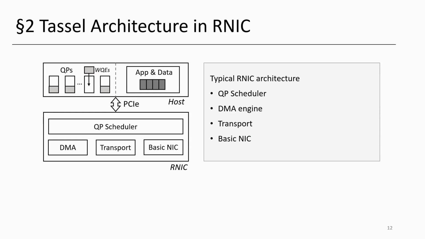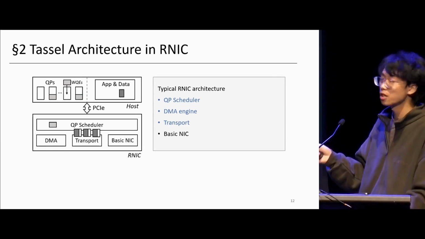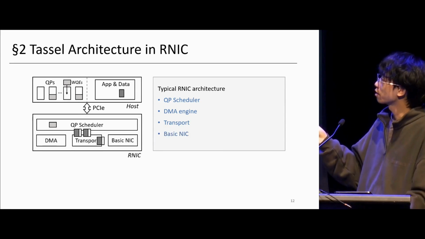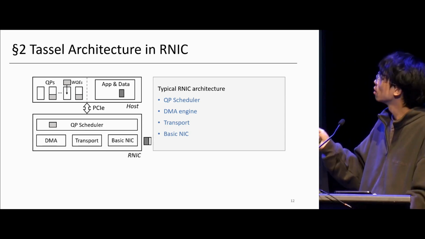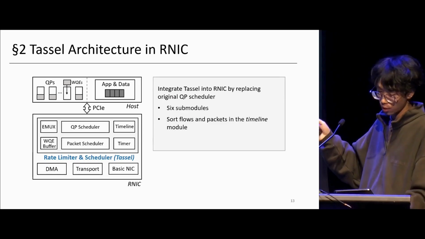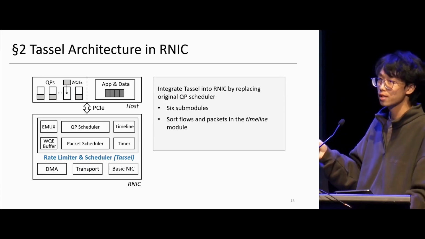We then introduce how to integrate Tensor into the RNIC's architecture. The figure shows a typical RNIC architecture consisting of 4 parts. First, the QP scheduler schedules QPs. Second, the DMA engine fetches WQEs and data from the host. Third, the transport implements the RDMA transport protocol and generates the packet header when the payload arrives. And at last, the basic NIC sends and receives packets from the network via the MAC interface. We integrate Tensor into the RNIC by replacing the original QP scheduler module.